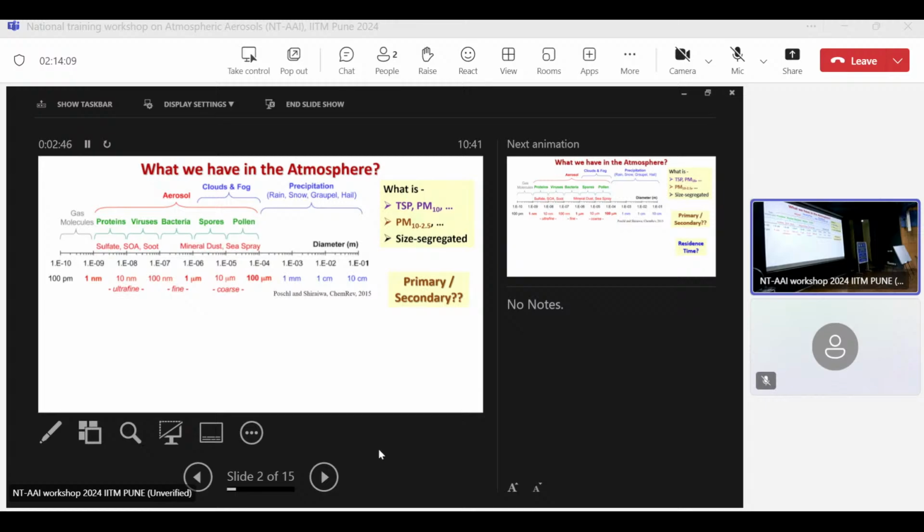So particles which are coming as a particle in the atmosphere, they are primary. And whatever is forming in the atmosphere, they are secondary. So primary are those that are getting directly generated.